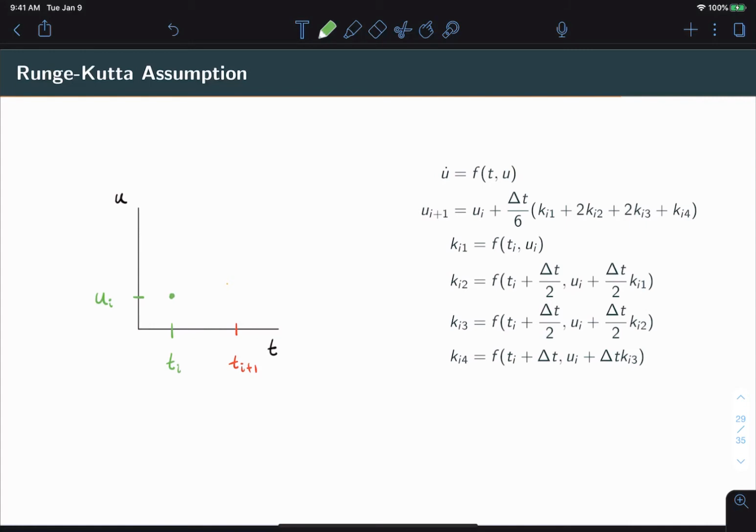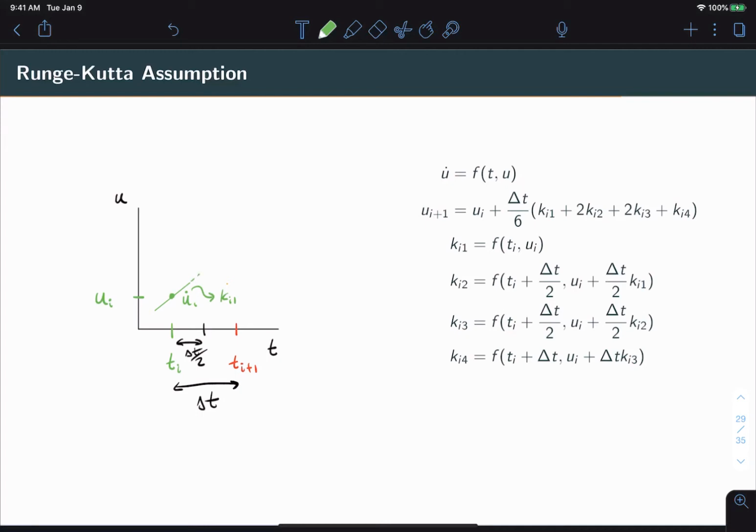We have some known displacement, some known velocity to start with. But in this case, we'll use two time intervals. One halfway, which we'll call delta t over 2, and then the total time interval delta t. The method essentially calculates four velocities. The first one is the same as the Euler method. We'll call that ki1.